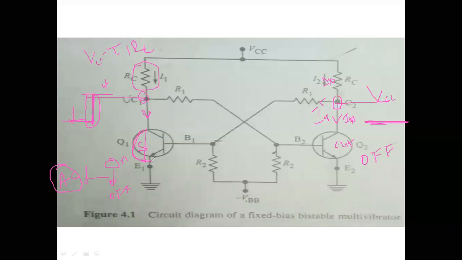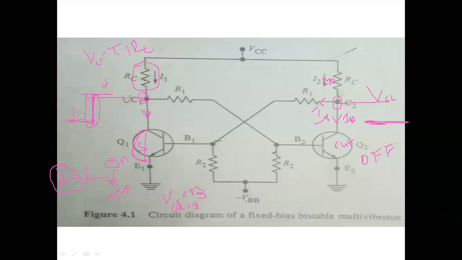This is the collector, this is the emitter. Therefore the standard VCE voltage is nothing but 0.3. 0.3 is the VCE sat. In the practical case, the voltage may be 0.3, and if you take the ideal case, it is 0 volts.